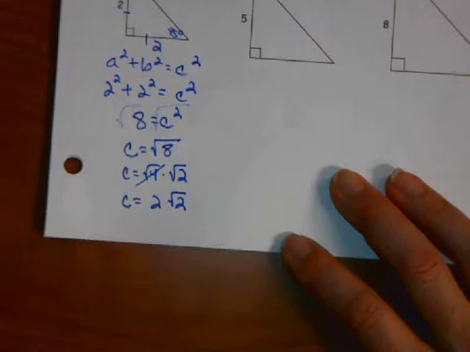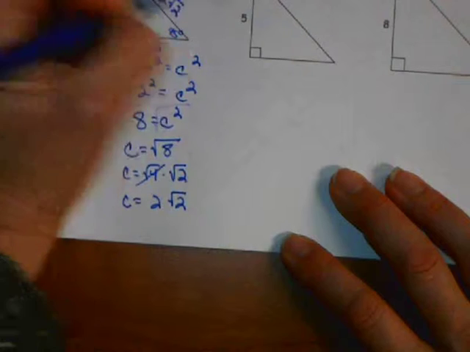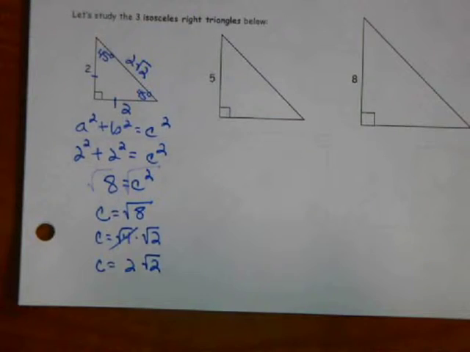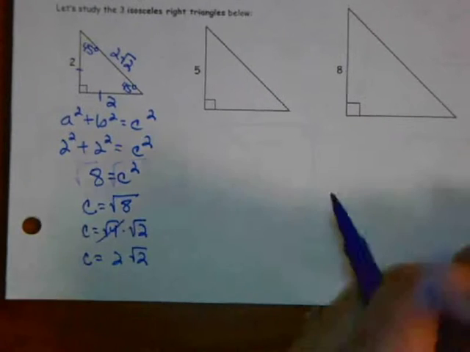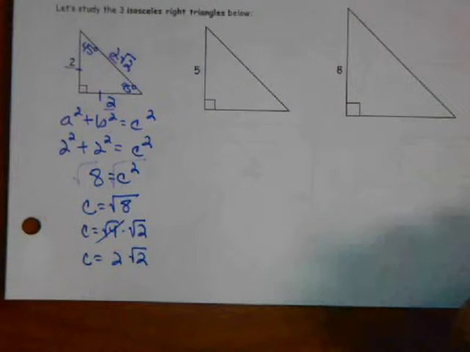Okay? So I'm going to write up here 2 times the square root of 2. That's how long that side is. And bear with me, we're going to do one more, and then I think you'll see what's special. First of all, what do you notice here? Perhaps. Okay, let's keep that in mind.